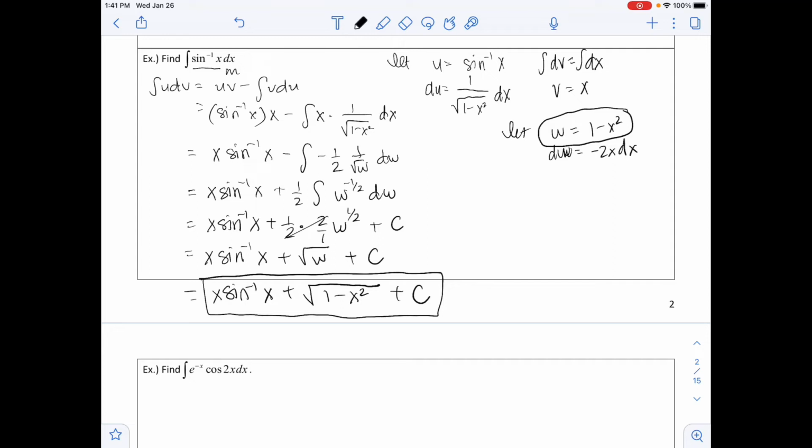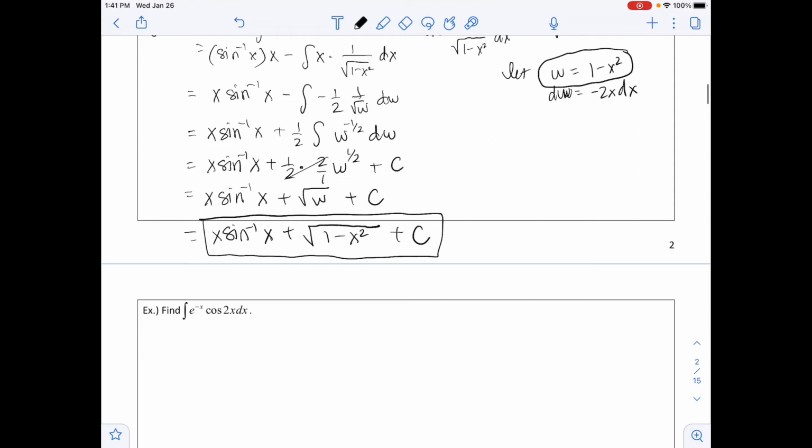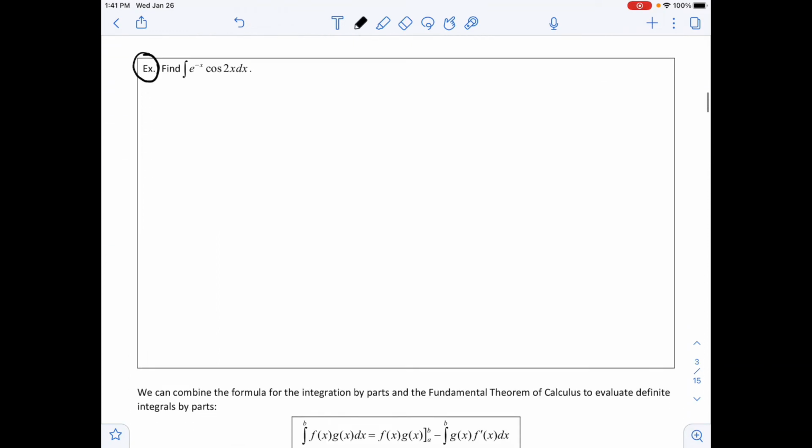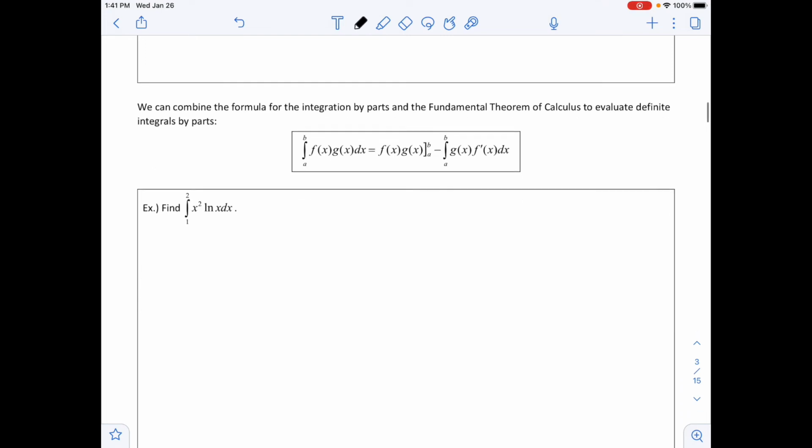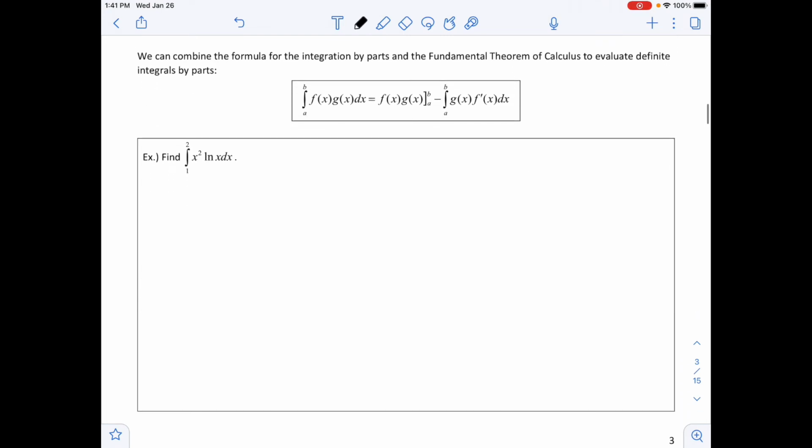So on the next page, we have another example that I'm going to go ahead and circle, and we'll work on that one together in class. And then the next part says we can combine the formula for integration by parts with the fundamental theorem of calculus to evaluate definite integrals by parts. So same idea, but this time we're going to be using that fundamental theorem of calculus to evaluate, so evaluating it from the lower limit of a to the upper limit of b.